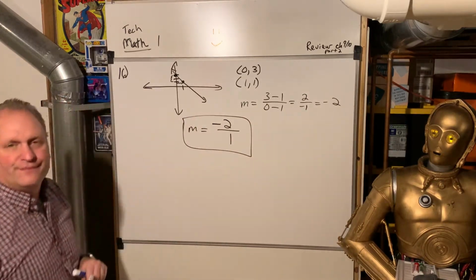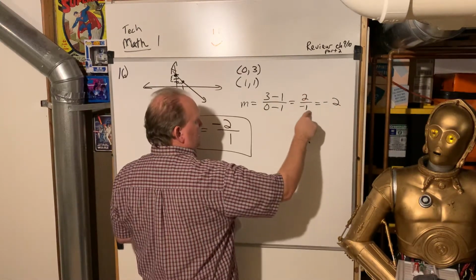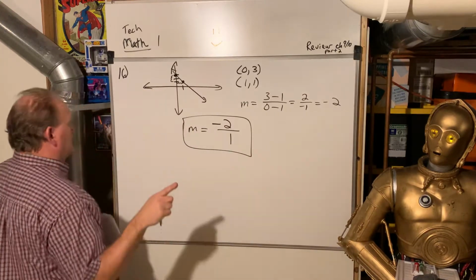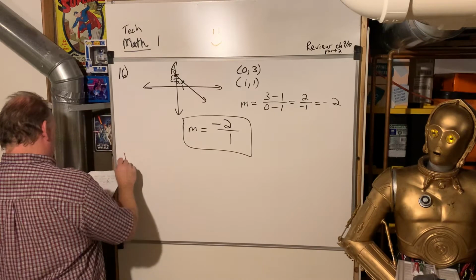Negative 2 over 1. Doesn't matter where the negative is. If you want to say 2 over negative 1 or negative 2 over 1, it's fine. Just don't put it on both of them, because it's a negative slope. It's going down, so it should be a negative slope. All right, 17.